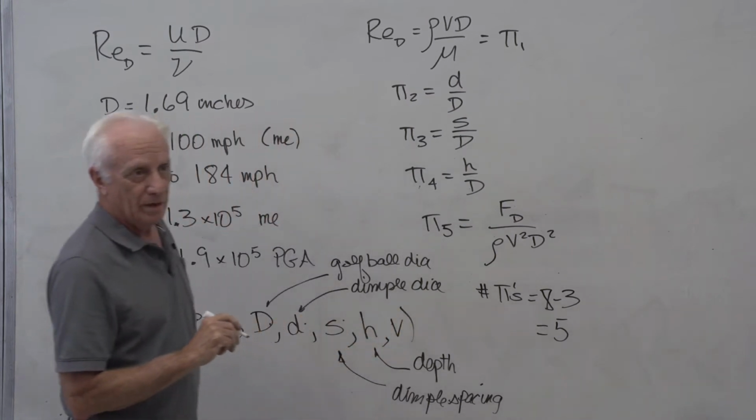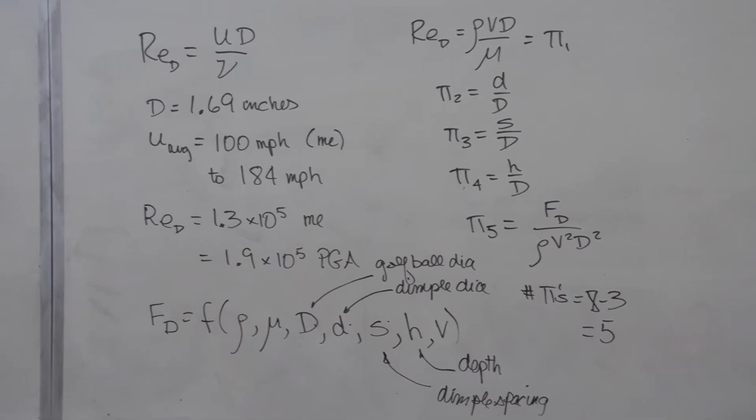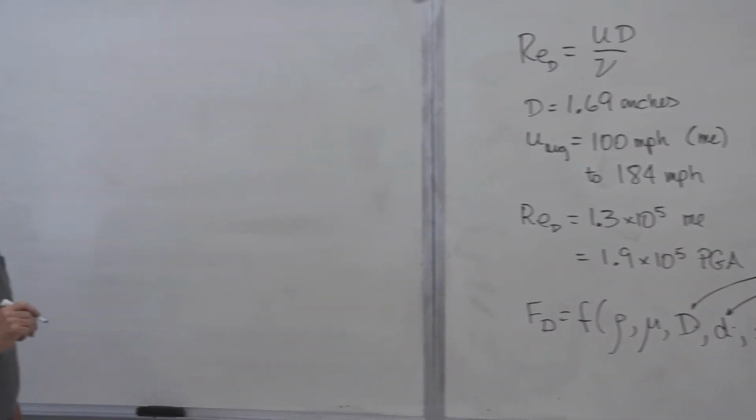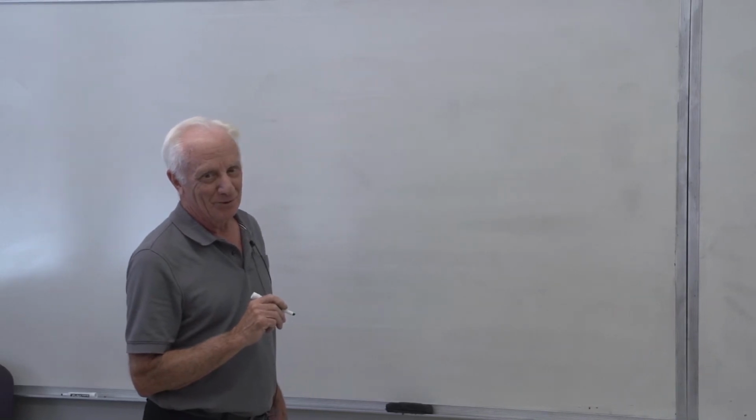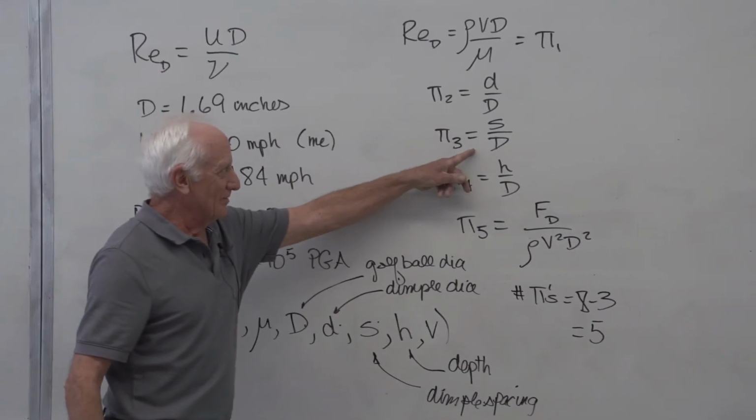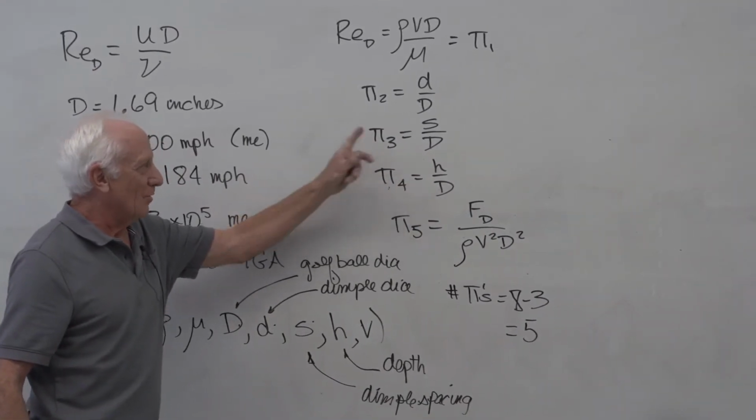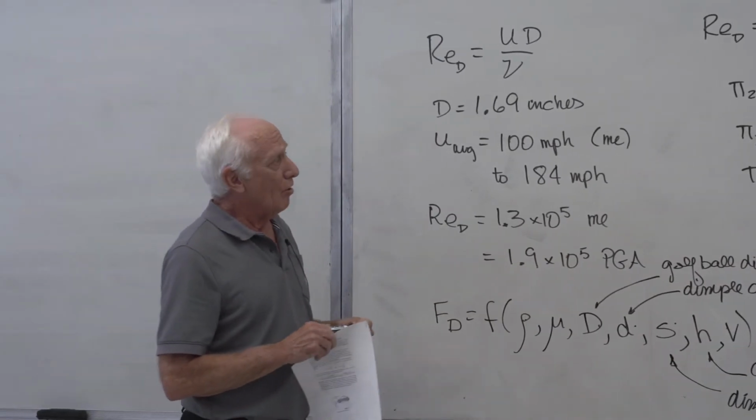There they are, 5 pi parameters if you're going to study the effect of dimpling on golf balls. Oh, it's a very difficult thing to do, so you do it one at a time. You might vary this and see the results, then vary this and see the results, and so on. Okay, but now, are they all independent?